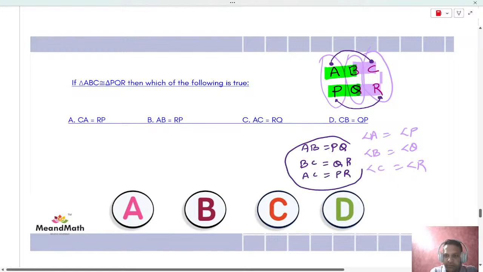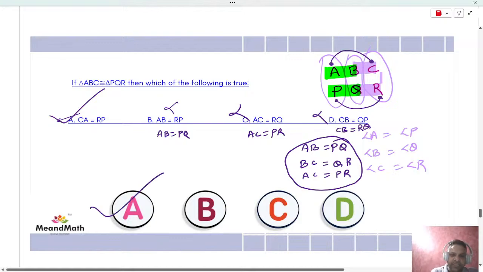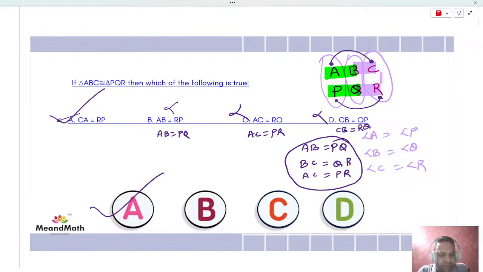Check which of the options matches. AC is equal to PR, yes. CA is equal to RP. AB is equal to RP, no. AB is equal to PQ. AC is equal to RQ, no. AC is equal to PR. And the last option, CB: CB is equal to QR, not QP. So CB is equal to RQ. So D is wrong, C is wrong. Option A is the correct answer. So the answer is A for this question.